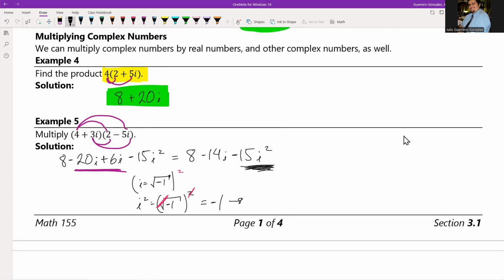We get this identity right here: i squared is equal to negative 1. So then that means I get to substitute that in for that i right there. Then 8 minus 14i just comes along for the ride. And then this is going to be negative 15 times i squared, which is negative 1.